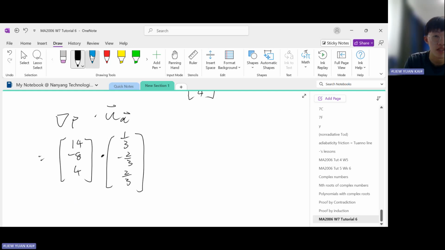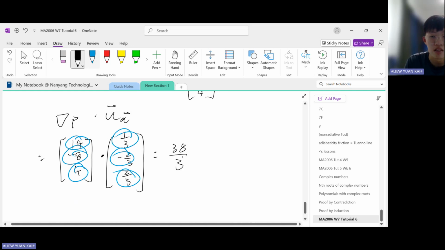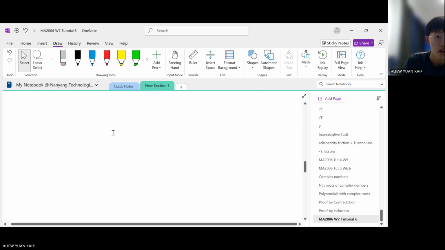So remember, dot product means x times x plus y times y plus z times z. That's how you get the dot product. You should be able to get 38/3. So this is how you get the answer. Let's move on to question B.